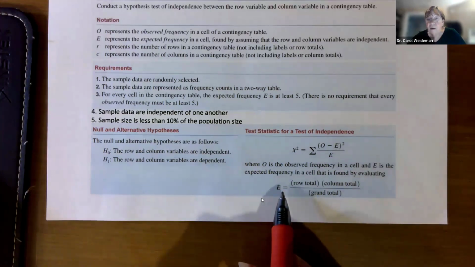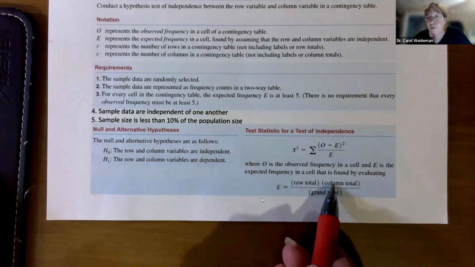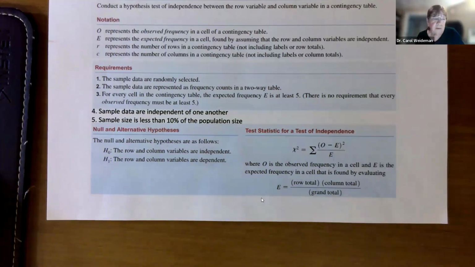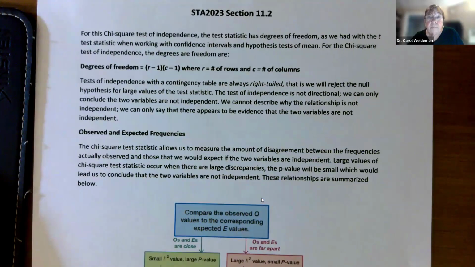And the expected cell count is found like this. For a particular cell, you take the total for whatever row that cell is in, times the total for the column the cell is in, and divide by the overall total. I'll do some examples in the problems we're going to go over, so you see how that's done. StatCrunch can do that for you too, but it's also one thing I can ask you to do on the final, because it's a pretty easy calculation.